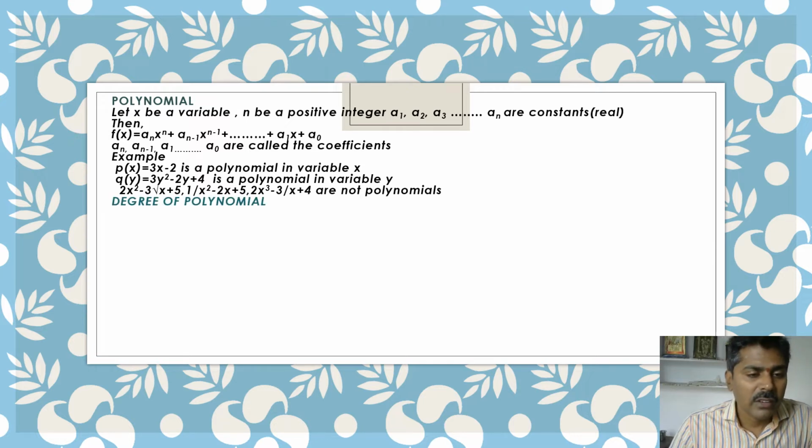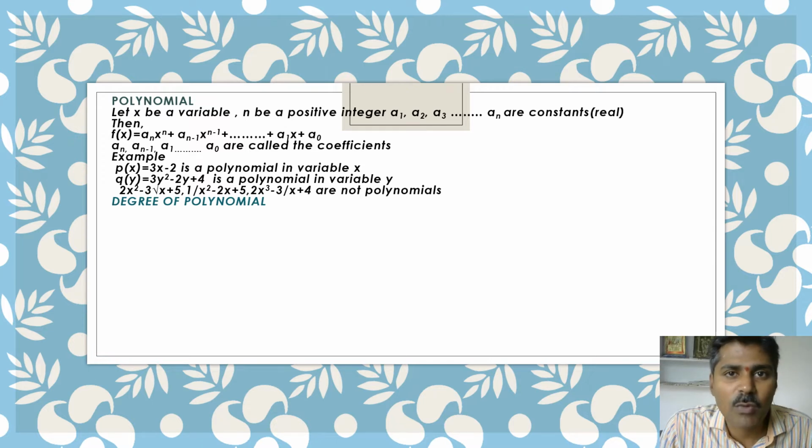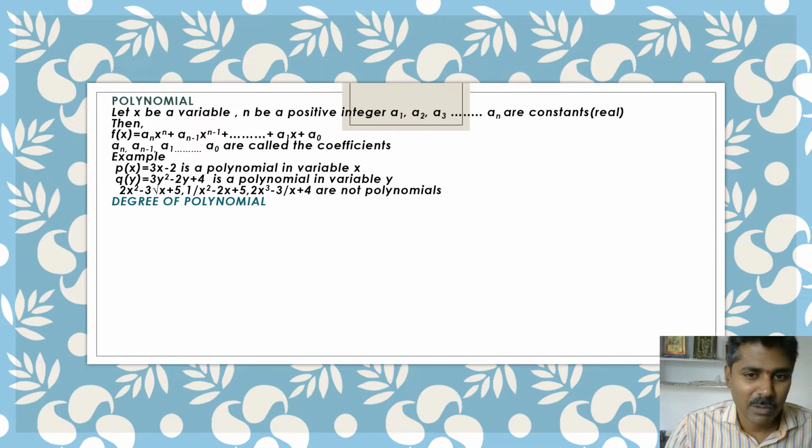Before the next topic, the degree of a polynomial. How can we find the degree of a polynomial? Generally, we know that when we are studying, the highest qualification is called a degree. So if you completed 10th class, you will say that you have completed 10th, but you won't say that you have completed 9th, 8th, 7th, 6th.